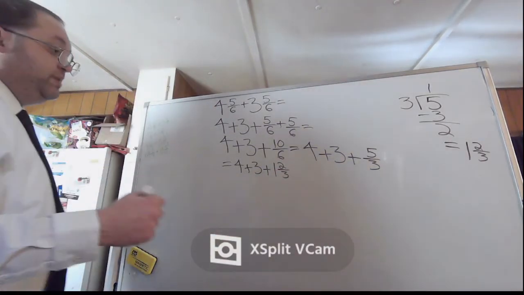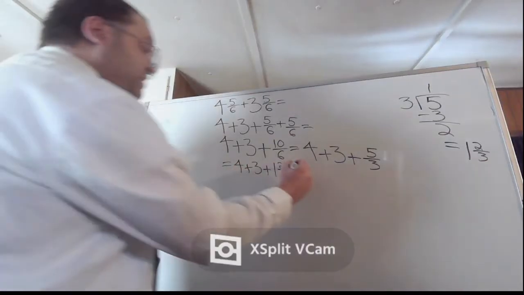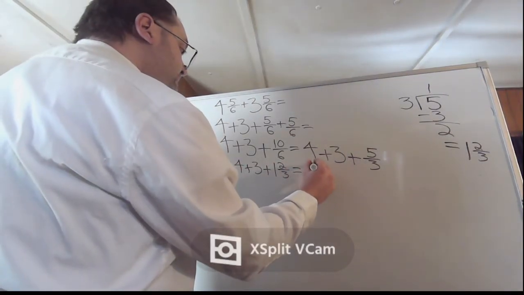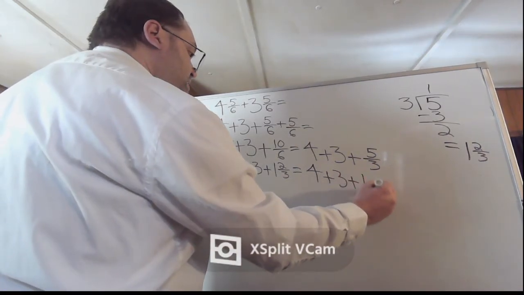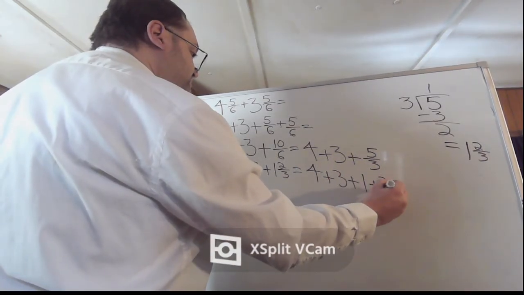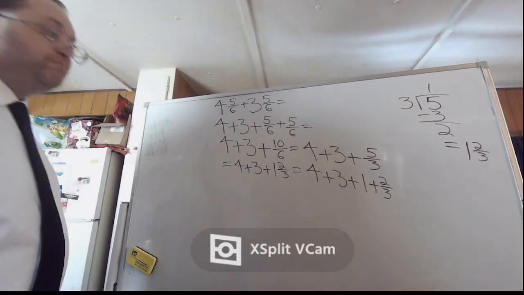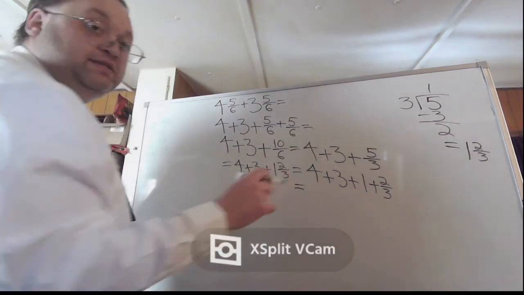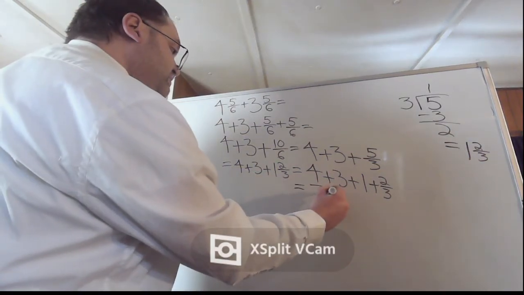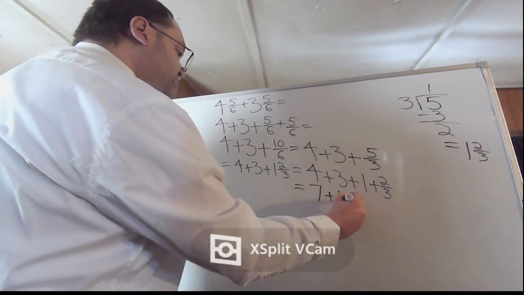So then again, we can separate the whole number from the fraction. You will have 4 plus 3 plus 1 plus 2/3. And we're almost done here. So 4 plus 3 is 7. So you'll have 7 plus 1 plus 2/3.